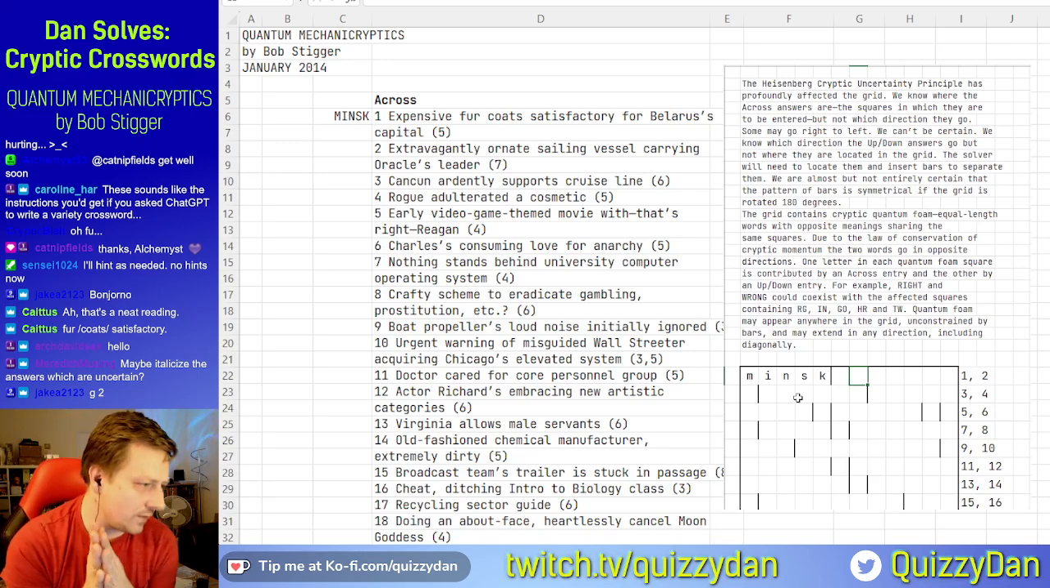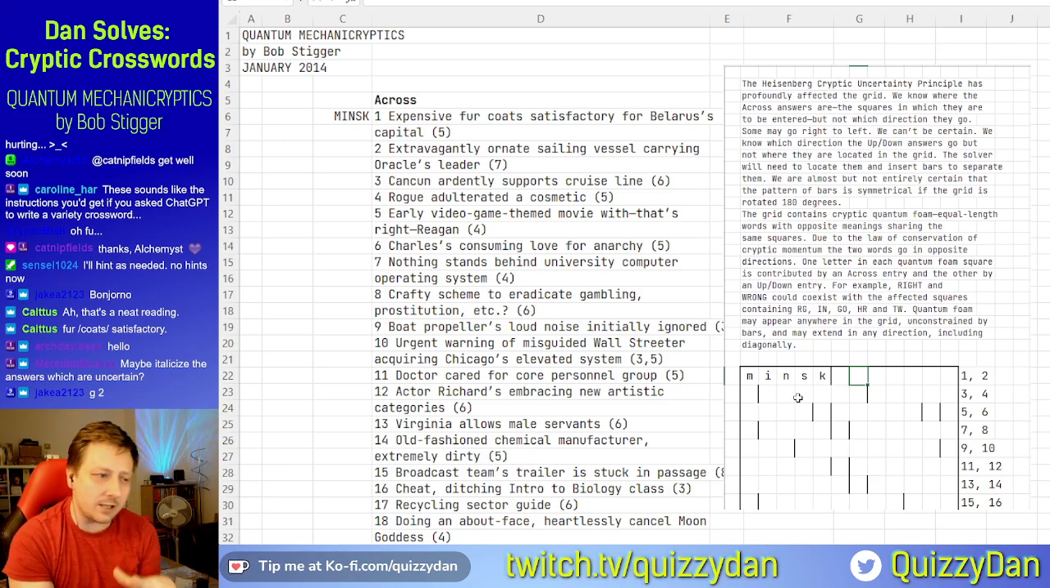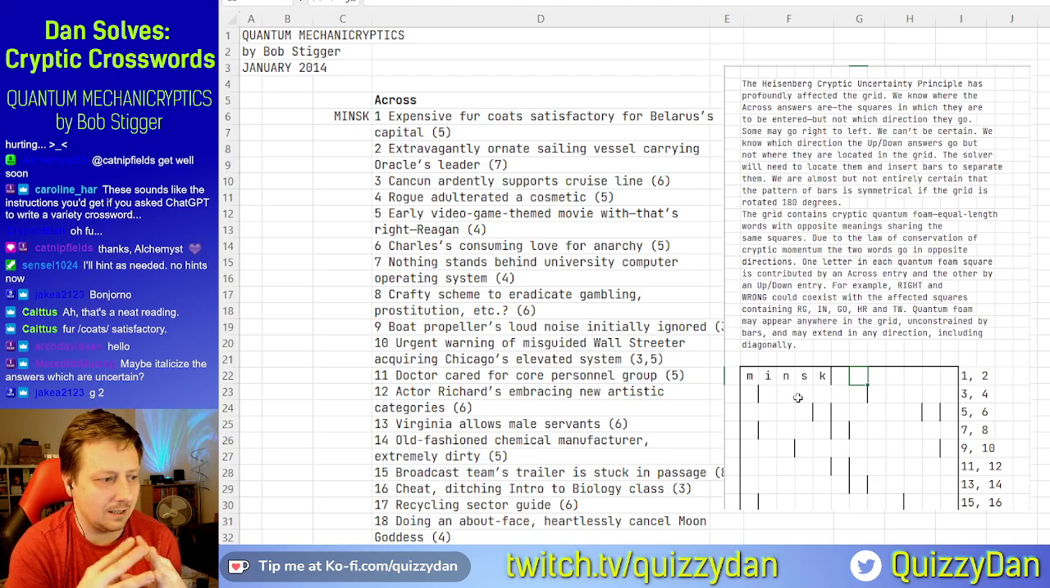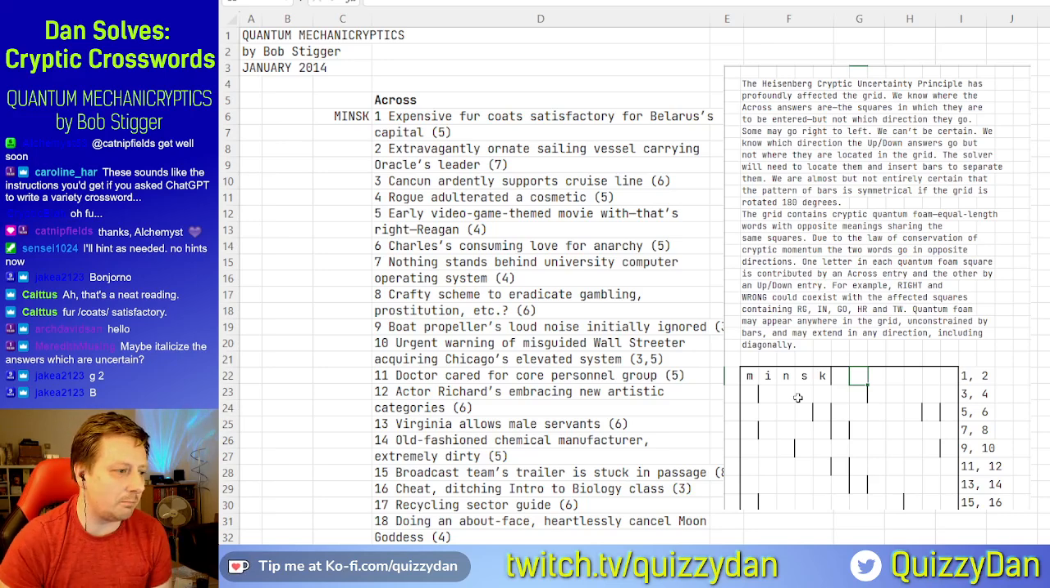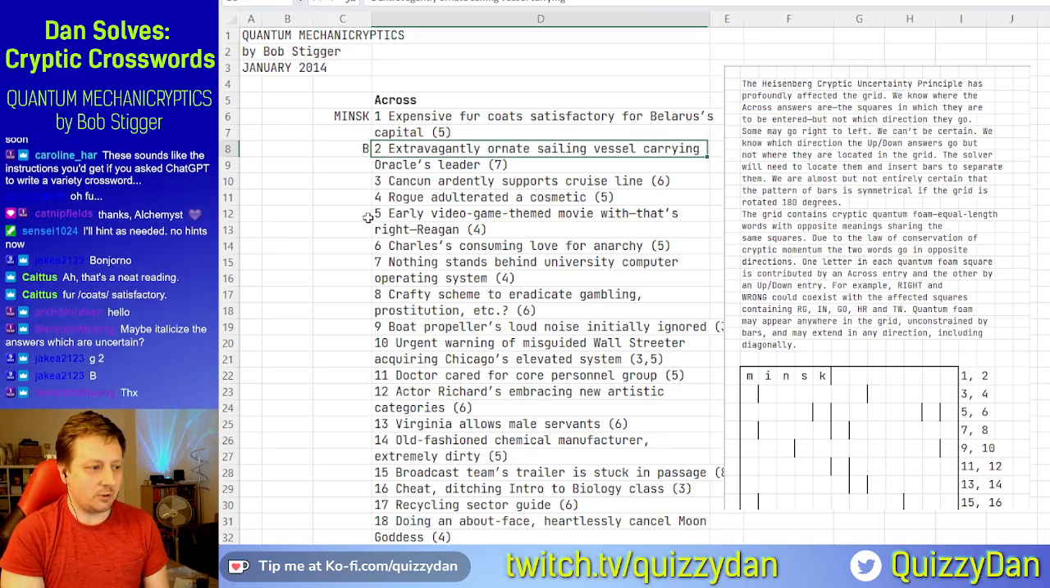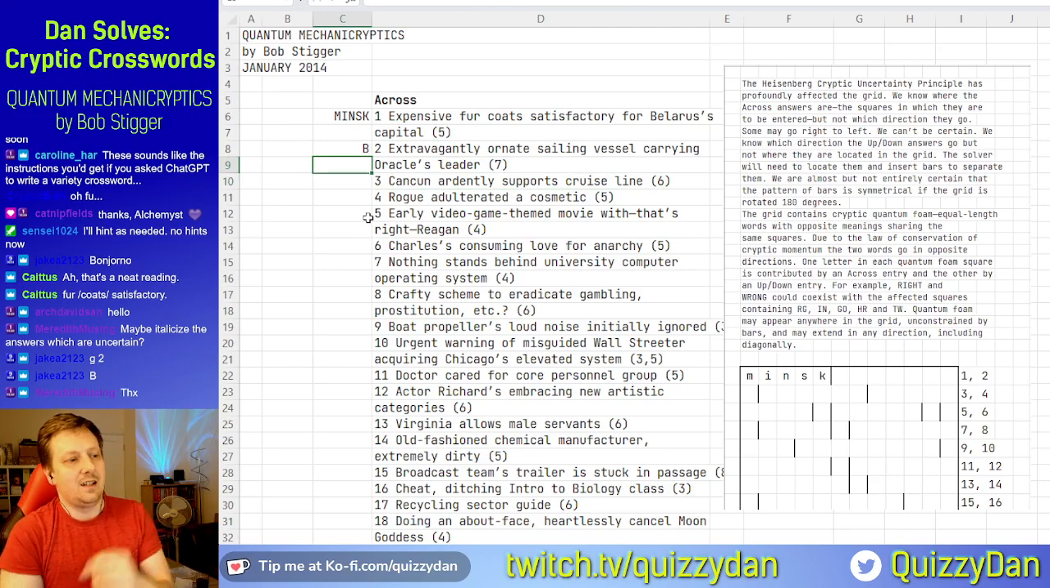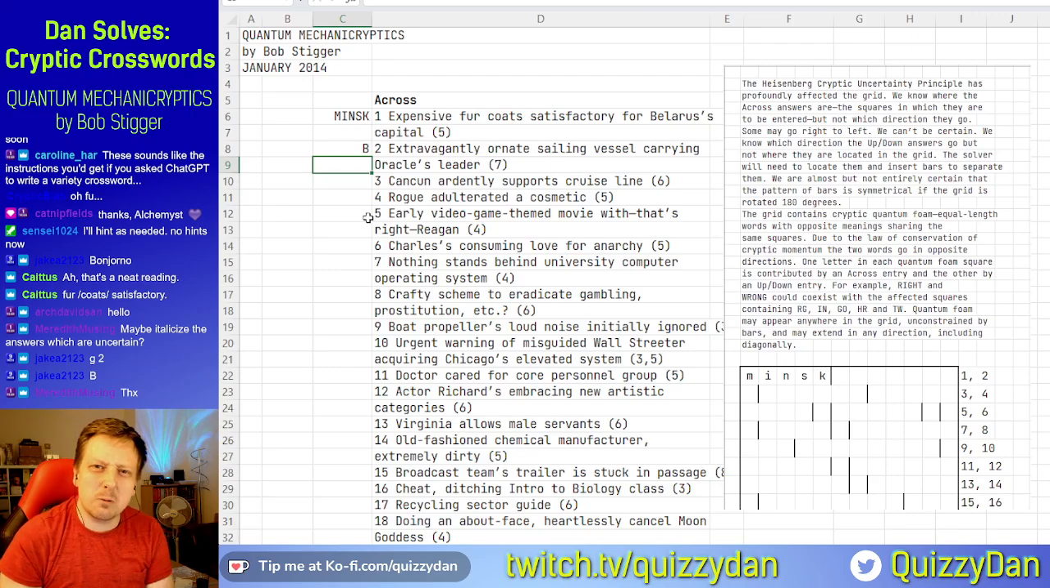First letter, please, Jake, of number 2. Extravagantly ornate. It could be an anagram of ornate. Schooner? I like schooner. Oh, B. Boat with an extra O in it. Sailing vessel. Boat. What other sailing vessels begin with B?